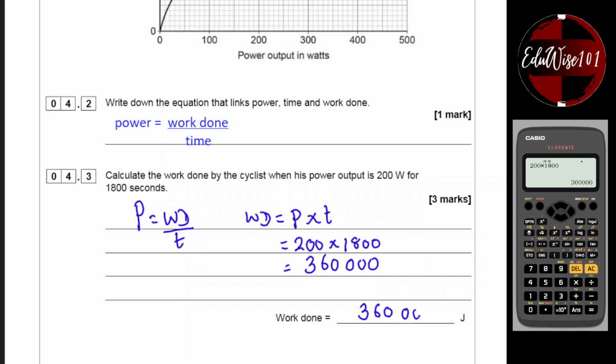360,000 joules. You don't have to convert it to kilojoules because the unit that they have given is in joules. Next question.